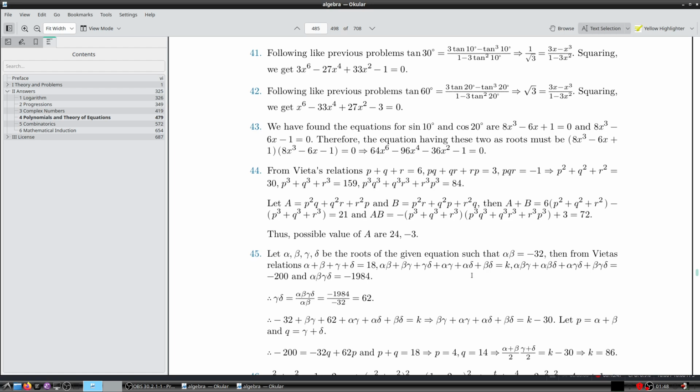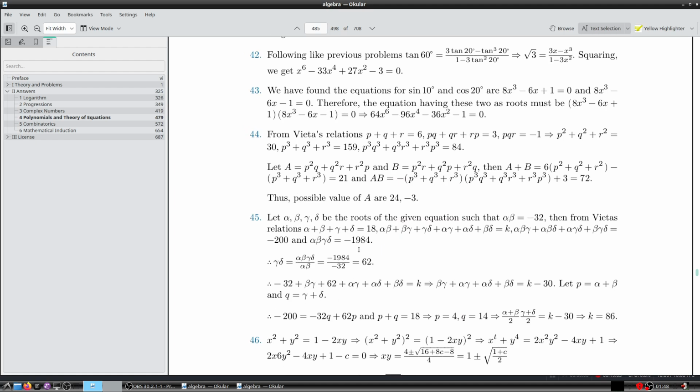And then we substitute it in the second one, and we find that beta gamma plus alpha delta plus beta delta is equal to k minus 30. So we let p is equal to alpha plus beta and q is equal to gamma plus delta. So minus 200 in this equation. And the third one becomes minus 32q plus 62p, and p plus q is equal to 18. So that implies that p is equal to 4, q is equal to 14, which implies that k is equal to 86. So I'll stop here.